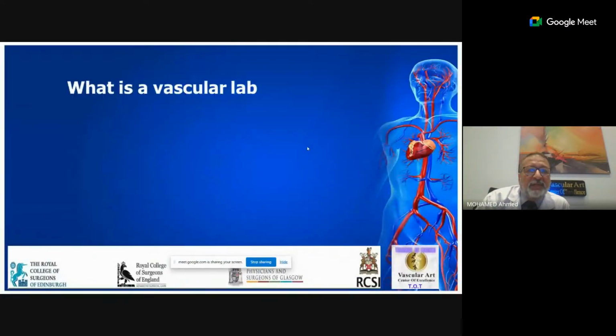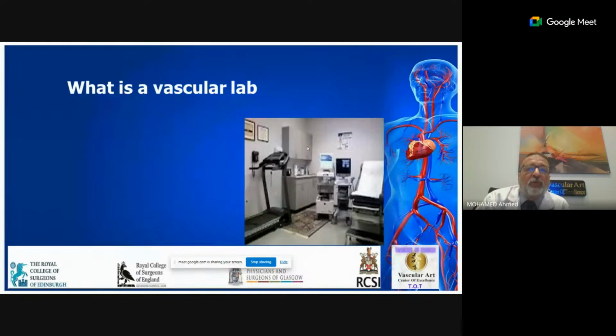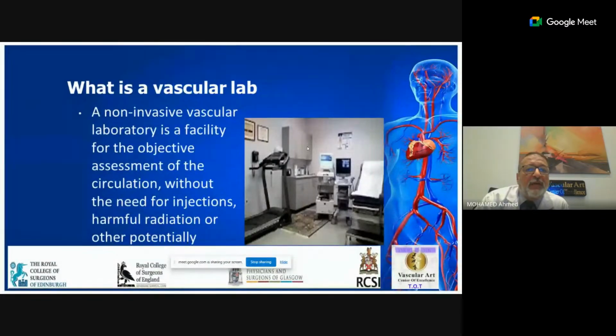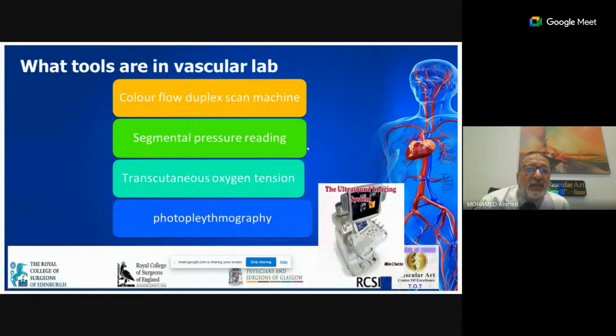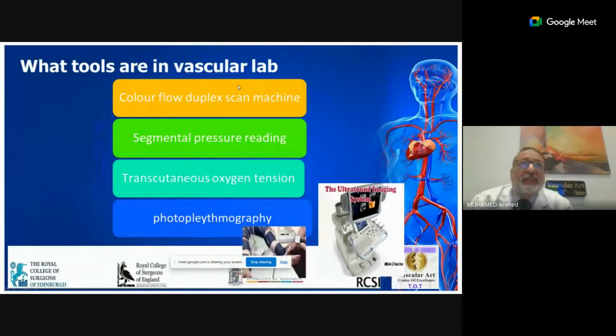Now, what is a vascular lab? A vascular lab usually is a duplex machine, but you also have other tools like segmental pressure reading, transcutaneous oxygen, and photoplethysmography. But to be honest, the duplex scan is the main tool that you will need in your vascular practice. You not only diagnose the problem, DVT, you can actually do endovenous ablation, so it can be therapeutic. You can do treatment of pseudoaneurysm by pressure. So it is a very versatile tool for the vascular surgeon.